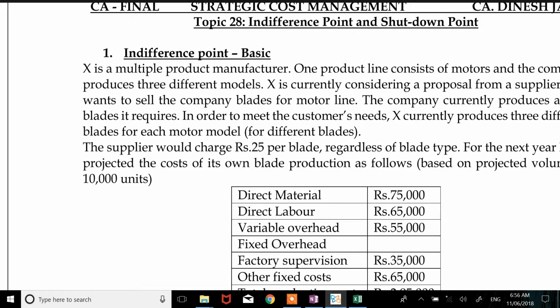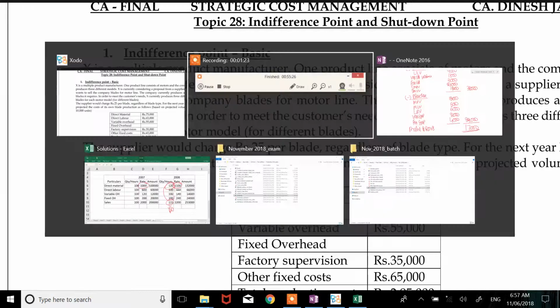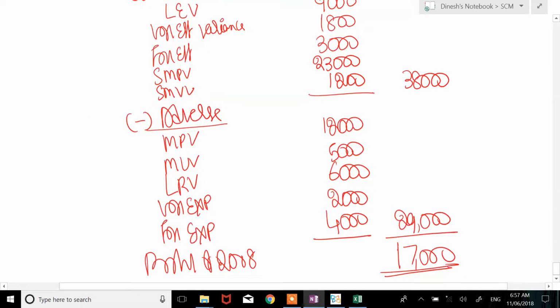Now coming to indifference point, theoretically indifference point refers to the level, this is on page number 219. Indifference point refers to the level at which two alternatives are expected to give the same results. So you can have multiple alternatives to achieve the result, and when those two alternatives give the same result at some point, that's called the indifference point.